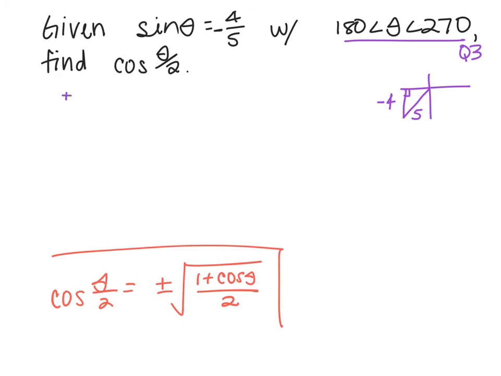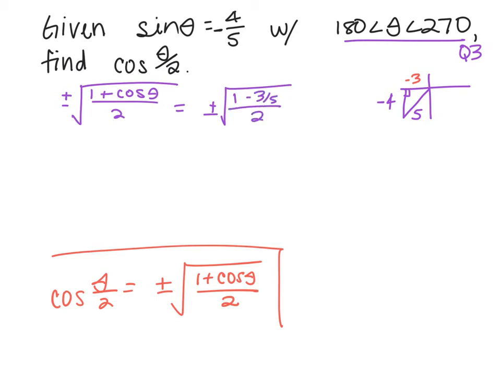So now our formula for cosine of theta over 2. So we have plus or minus, and we're going to talk about that plus or minus in just a second. 1 plus cosine of theta all over 2. We use this triangle we just drew to find cosine of theta. If we do Pythagorean theorem, we find that the third side is negative 3. So this turns into plus or minus the square root of 1. Cosine would be negative 3 over 5, so minus 3 over 5.